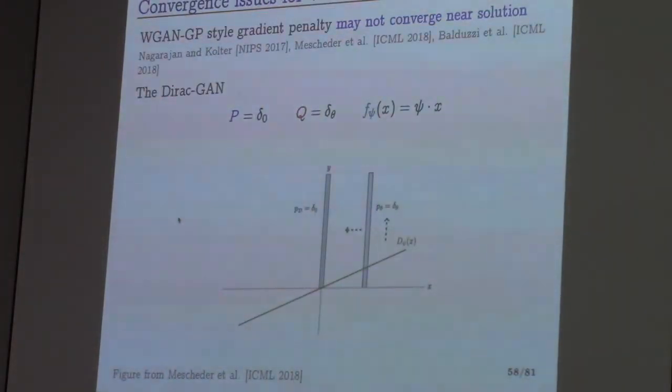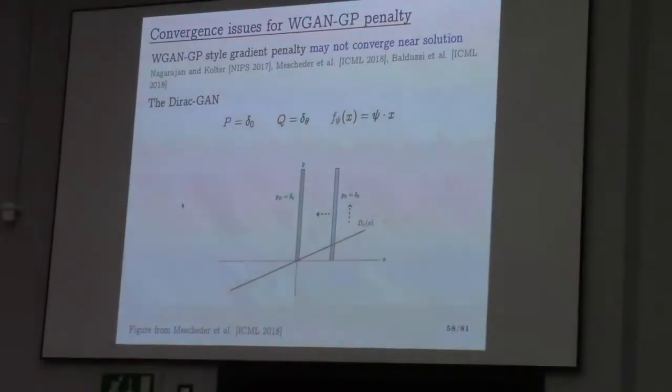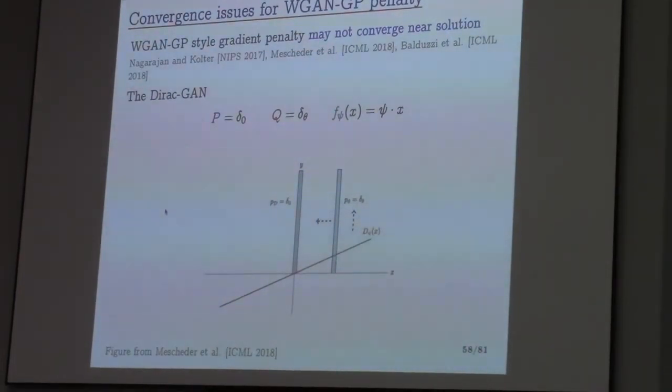Here is a simple example showing a failure mode of this way of regularizing. It's a very simple example. There are no neural networks. Everything is just linear functions. P is a delta function at the origin. So this is P. I want to learn to make a delta function at the origin. Q is a delta function at theta. My only parameter is a scalar. It tells me how far away my delta function is from the origin.